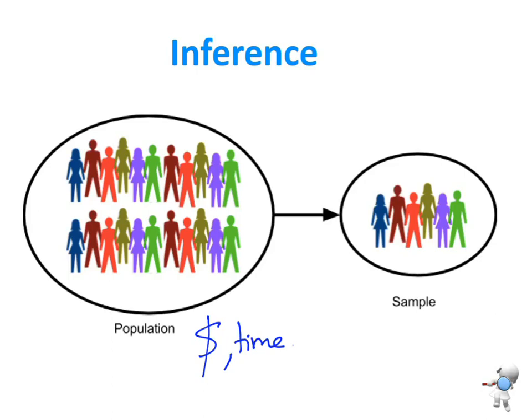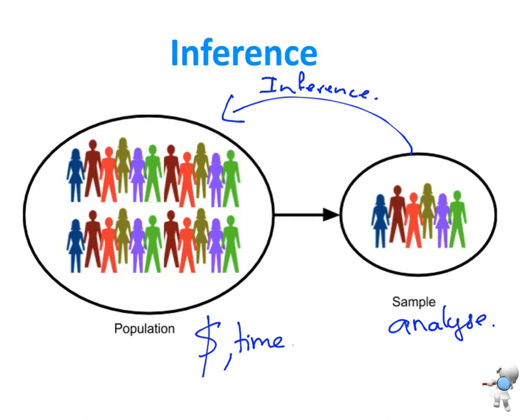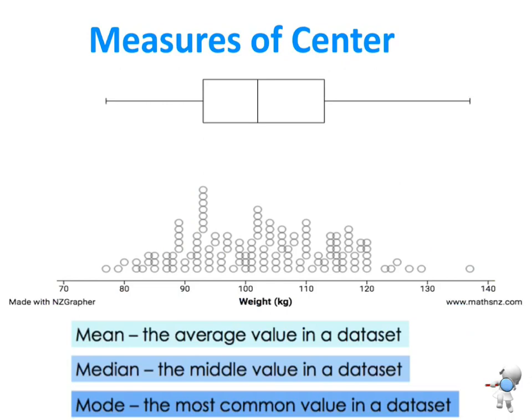And what we are going to do is analyse that sample, okay, and then we're going to use that sample to make an inference about what we would be able to see in the population as a whole, okay. So first of all, measures of spread.